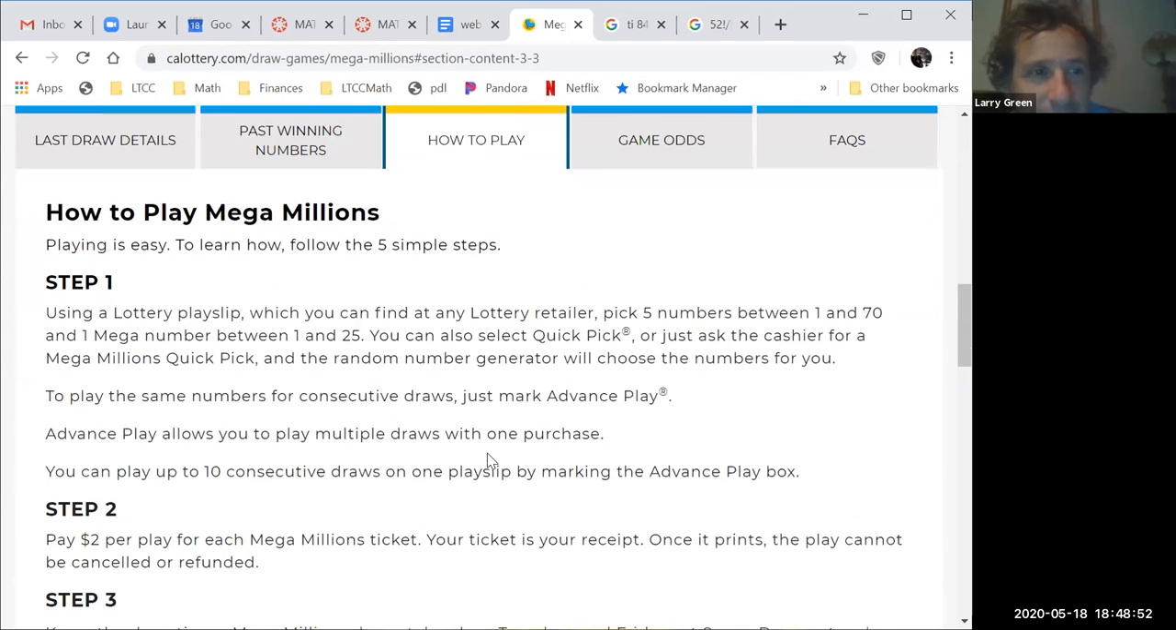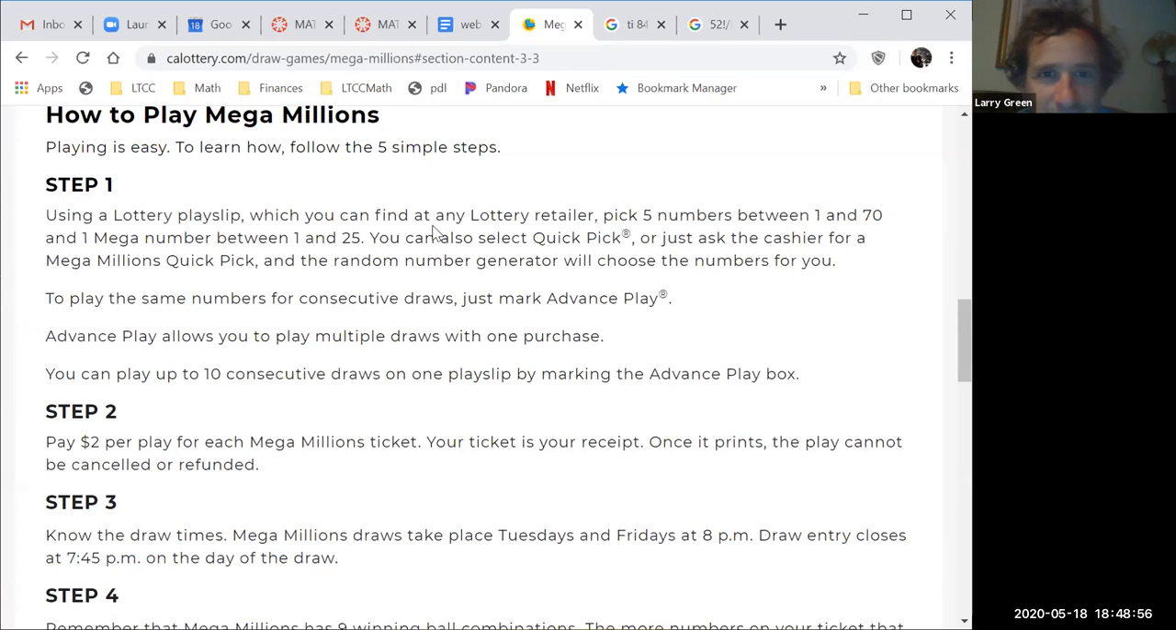Okay, so let me show you how you play. Step 1 is you have to go to a retailer, spend your $2, and buy a ticket. You pick 5 numbers between 1 and 70, and 1 mega number between 1 and 25. Got it? Okay. So here's the question I have for you. How many different choices do you have? By the way, the 5 numbers you pick, you can't repeat, and the order doesn't matter. But your mega number can be the same as one of the 5.